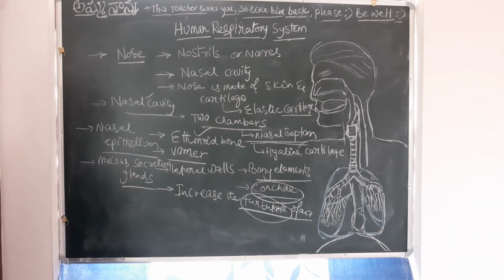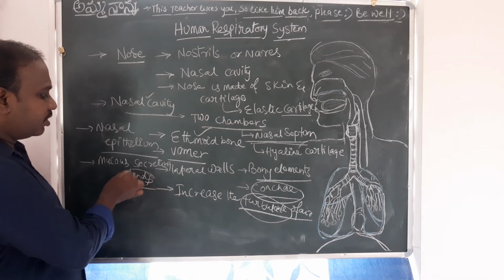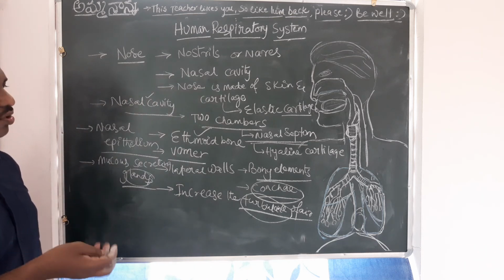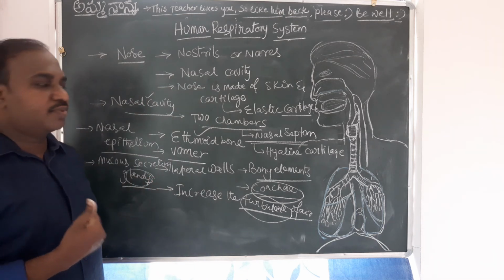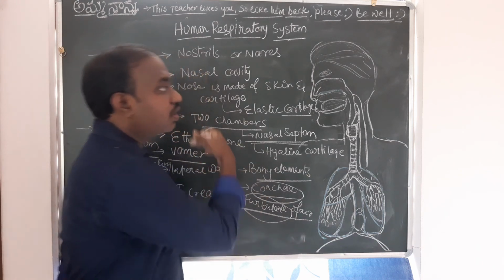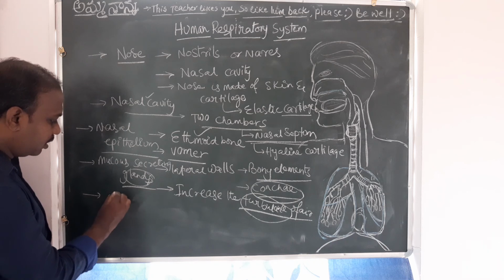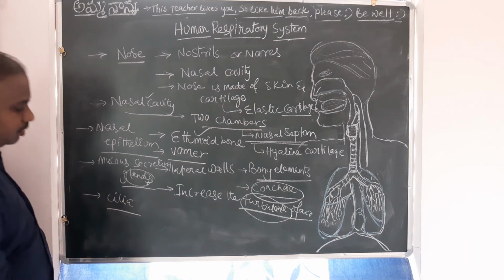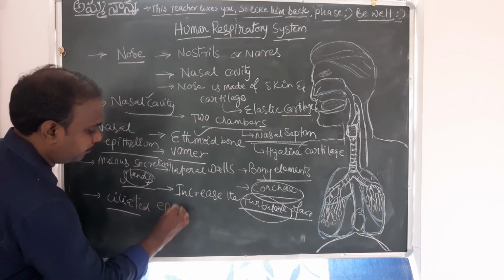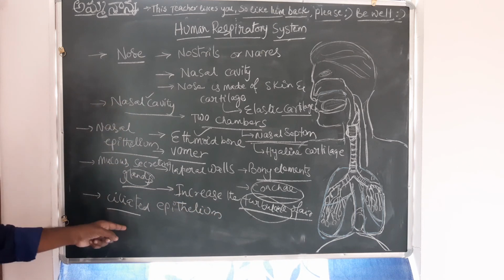It has the mucus secreting glands, right? So with the help of these mucus secreting glands, mucus is being secreted, and this mucus traps the incoming microorganisms and dust particles. And what else is found in this nasal cavity? You would also find cilia, right? So this nasal epithelium is actually the ciliated epithelium.